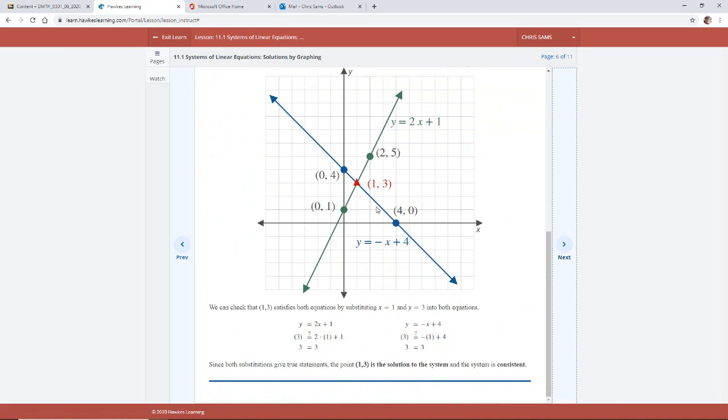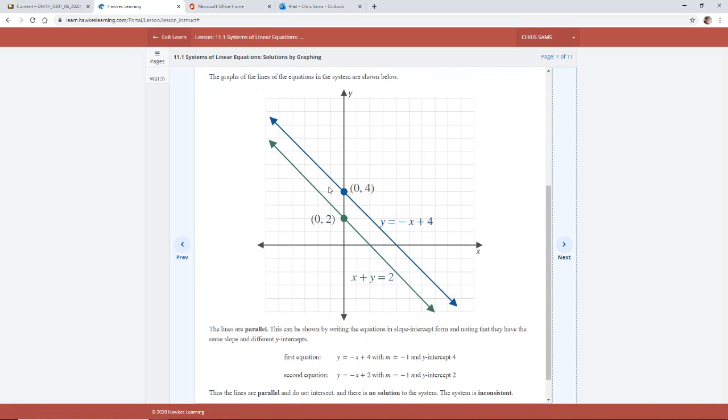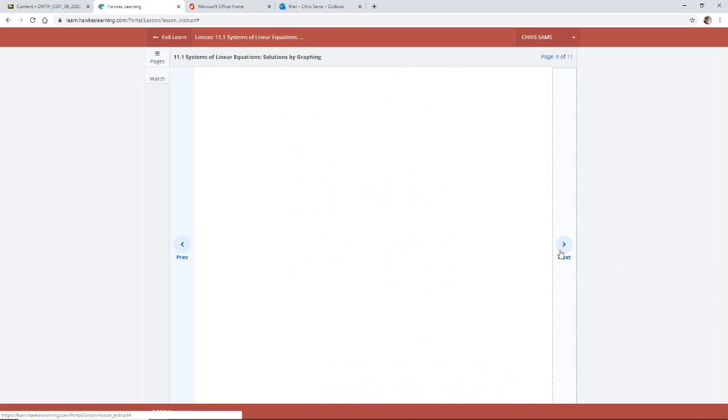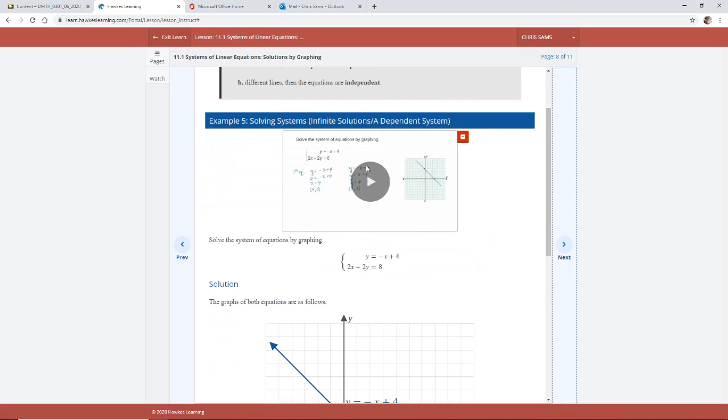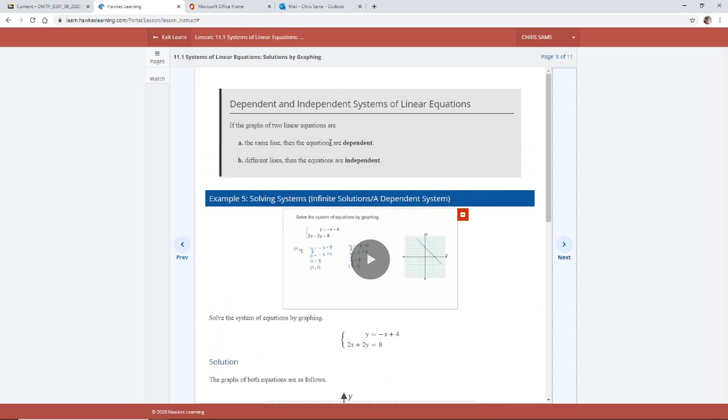So you have some visuals of two lines intersecting, and you can see the ordered pair, 1 in the x direction, 3 in the y, where they cross. You're given the example where there's no solution. These are parallel lines. And then we see the last two terms, dependent and independent. Dependent means they're the same line, and then independent means they're different lines. So that's the basic difference there.